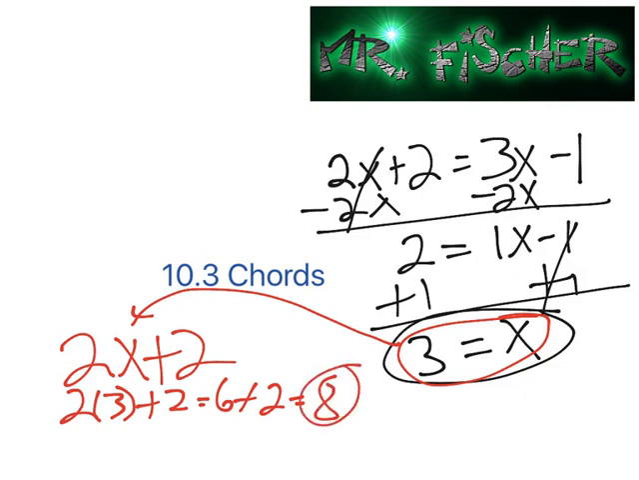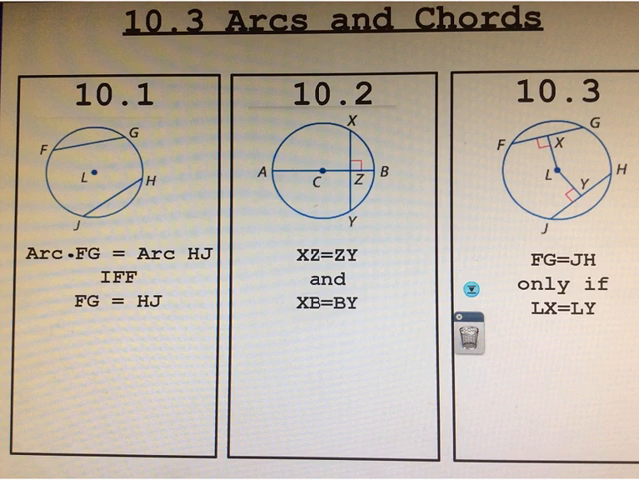Okay, let's get started. First, we need to review a little bit. The review for 10.1 is that if these are equal, then these are equal. The arcs are equal. Now, IFF means if and only if, so it's biconditional.